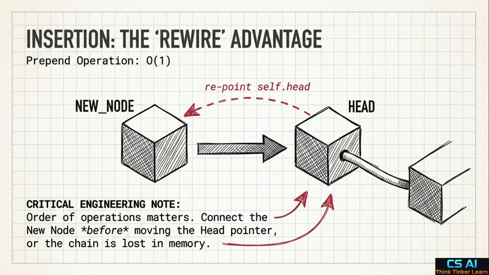There's a critical engineering note here. The order of operation matters. You must connect the new node to the rest of the chain before moving the head pointer. Otherwise, the rest of your list will be lost in memory.